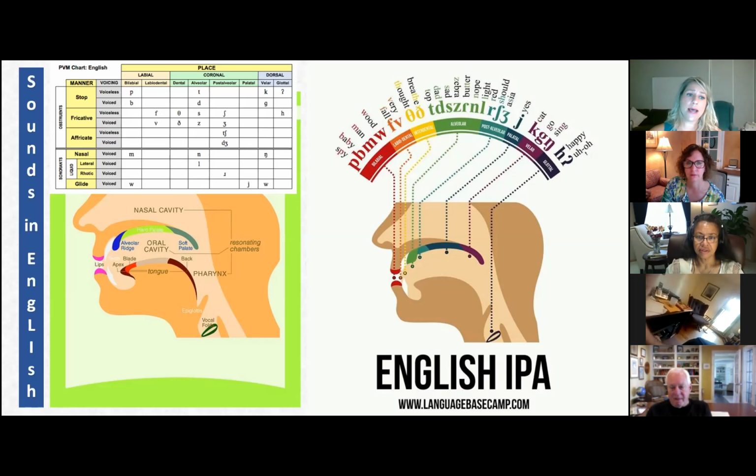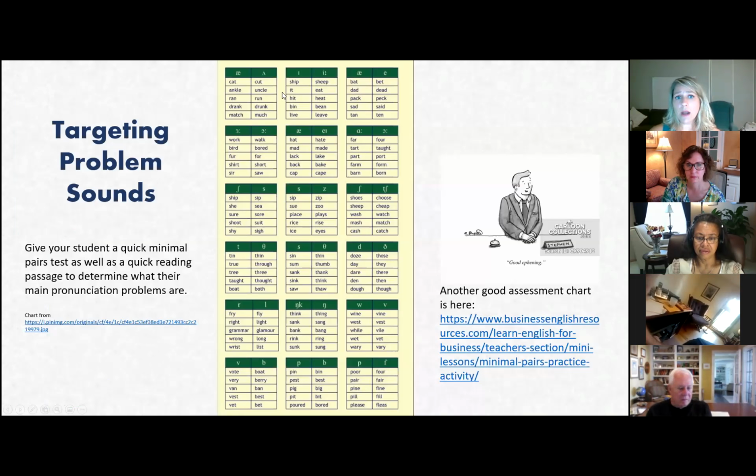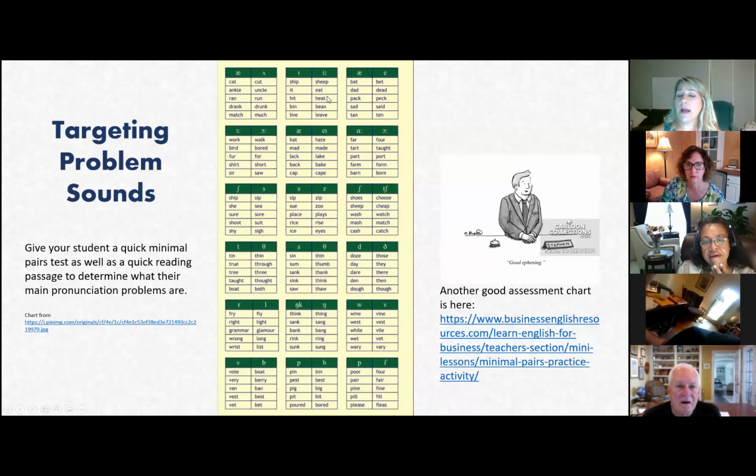In order to target the sounds that you need to target, I give them sort of a little minimal pairs test. In other words, I take these sounds that students often confuse, and I go ahead and give them one of these tests to determine what sounds they're having trouble with and what vowel sounds they're having trouble with.